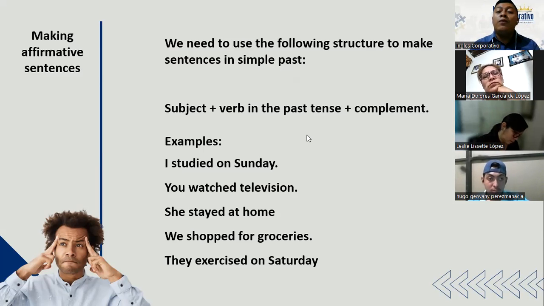We need to use the following structure to make sentences in simple past tense. We are going to need a subject, verb in the past tense, and complement. Tres cosas necesitamos para hacer una oración en pasado. Easy. Primero, un sujeto, luego el verbo en pasado simple, y un complemento. That is what we need.